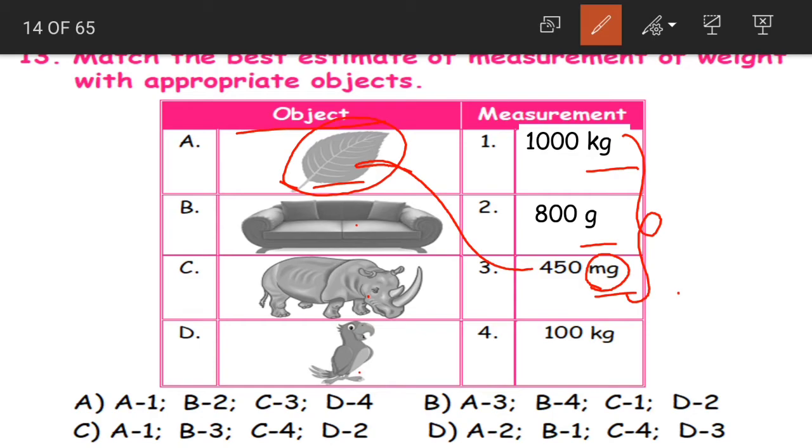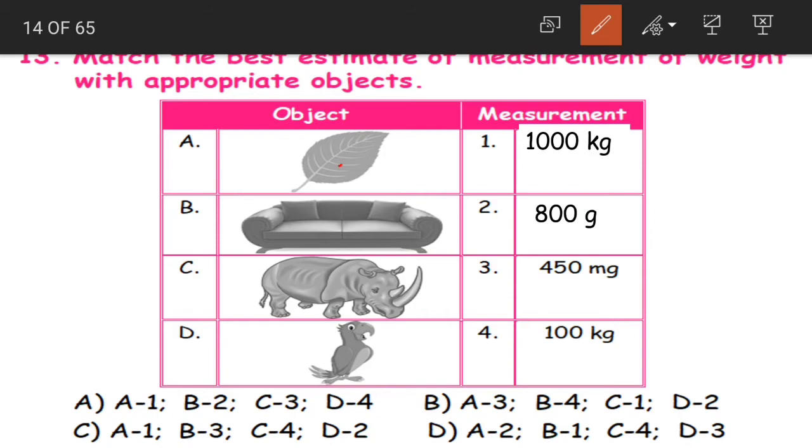Is this clear? Leaf is the lightest or the least object with the least weight, and from the given measurements 450 milligrams is the least measurement. So we are matching the leaf with 450 milligrams. So A is done here. A is 3. Now coming to the next lightest object, is it sofa, rhinoceros or the bird? It is the bird. Yes.